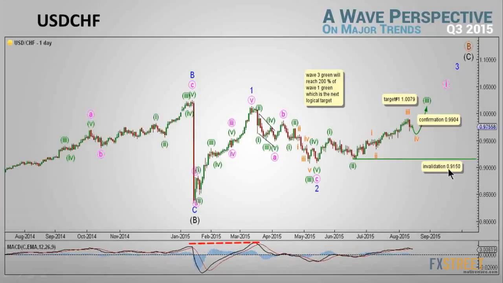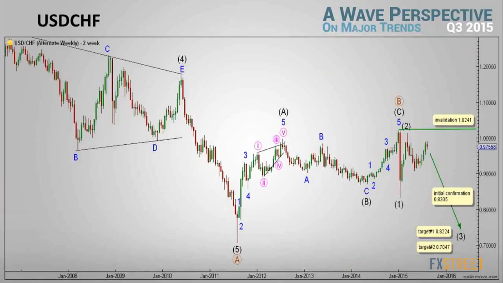This count would be invalidated by movement below 0.9150, as within wave 3 green, no second wave may retrace more than 100% of its first wave. If that invalidation point was reached, then we will automatically shift our focus to the alternate weekly count, which expects that wave B maroon is complete and that wave C maroon is starting to unfold toward the downside. And within wave C maroon, waves 1 and 2 black are complete, and wave 3 black is underway.